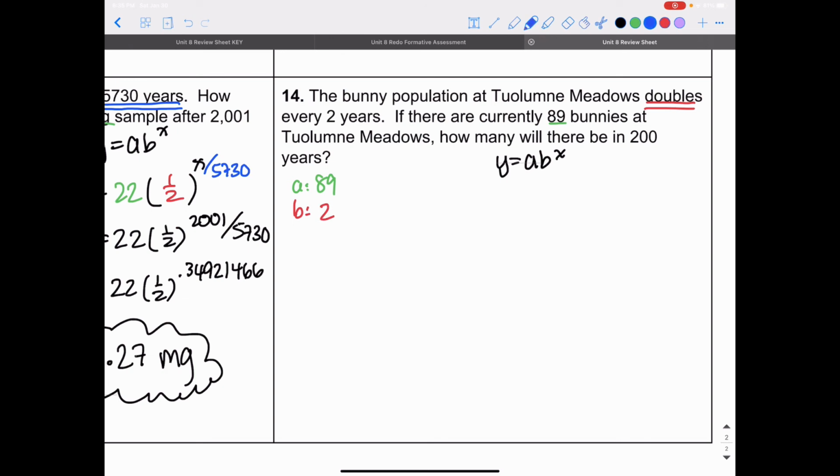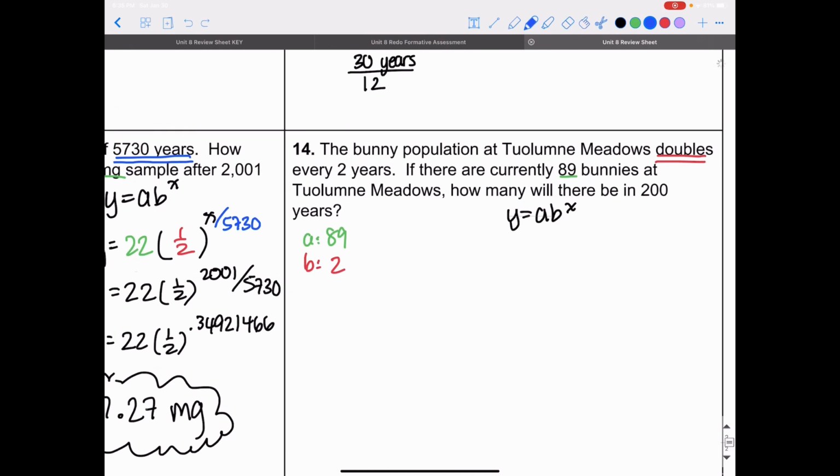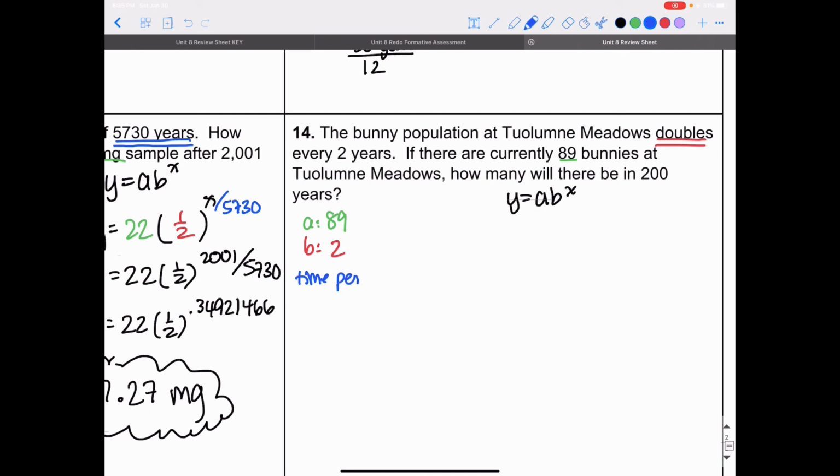And then I know the time period is every 2 years. So it's not every 1 year, it's every 2 years. So I need to make sure I'm taking into account that time period. So my formula is going to be y is equal to 89, the initial amount, times 2 raised to the x divided by 2 power. That means whatever amount of years have passed by, I'm going to divide that by 2, so I get the number of time periods that have passed by. And that's what your exponent should be, the number of time periods that have passed by.